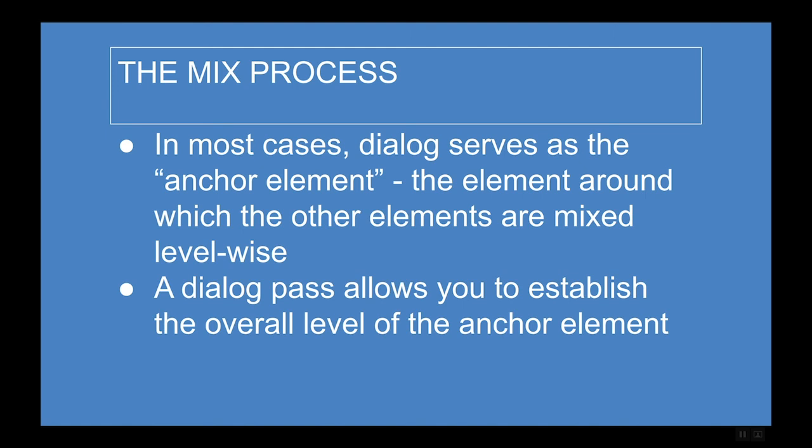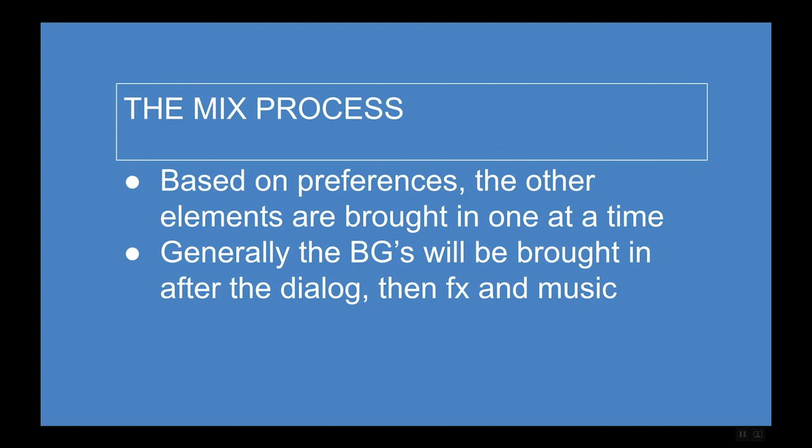Once you do the dialogue pass, this becomes the anchor element, so all the other elements can be built around it. So based on preference, different people mix different ways. The elements are brought in one at a time. The way I work and the way I've seen other people work is usually you'll bring in the backgrounds next. The reason the backgrounds come in next is because that's pretty much how you place where the dialogue is happening. So it's a good way to sort of solidify the dialogue. After you bring in the backgrounds, you can bring in the effects and then the music.